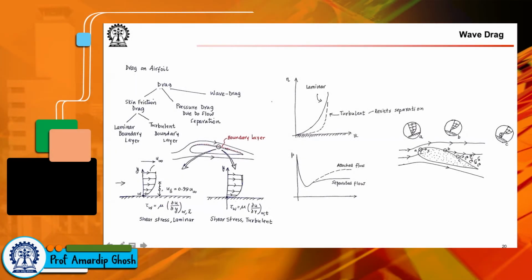Welcome to this another session in our introduction to aerodynamics. And in this session, we will talk about another aspect or another source of drag on aircraft wings. And this source of drag is known as wave drag.